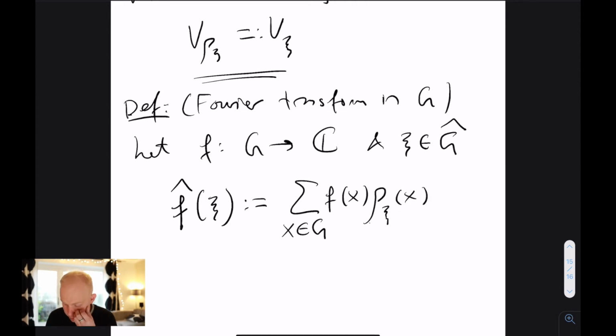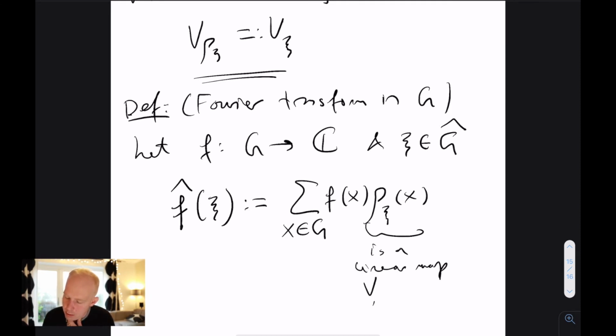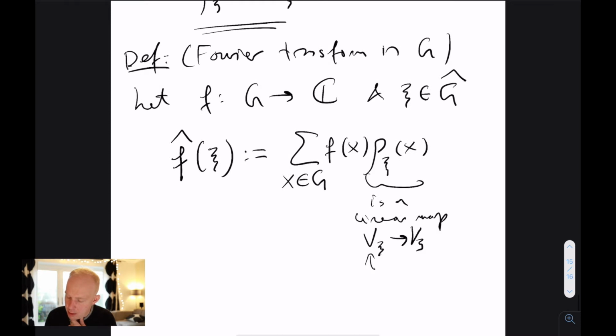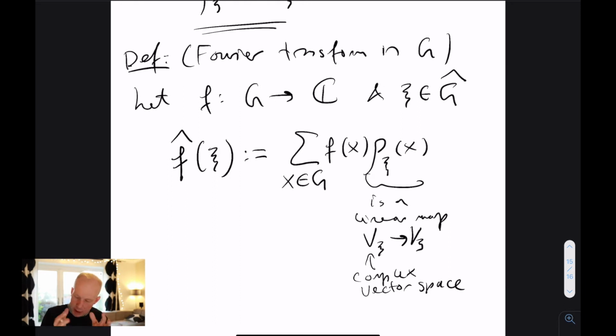Remember that this thing is a linear map from V xi to V xi. But remember that this is a complex vector space, so we can multiply by complex numbers here. That's why we can define this formally, that you can think about the complex number f x as a scalar. So we can map, sum them together, so we get a well-defined number.